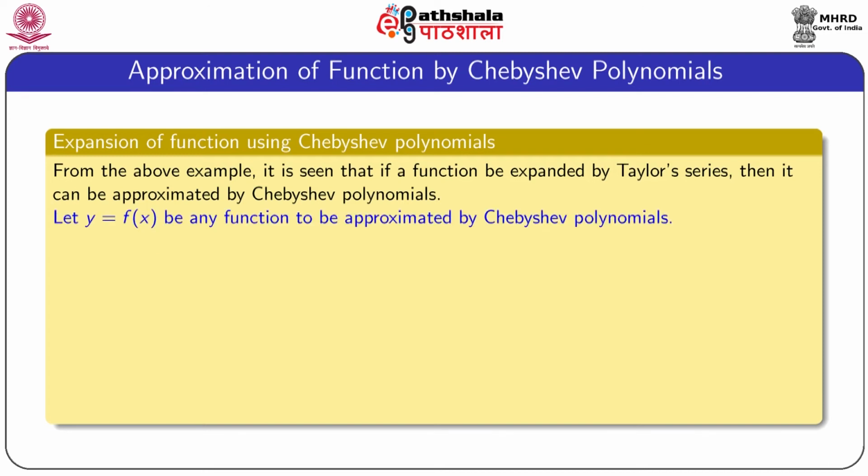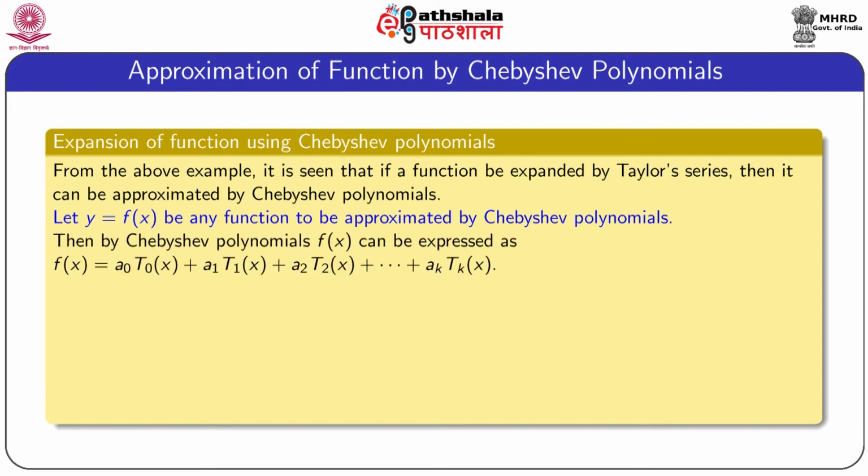So, for this purpose, we assume that y equals f(x) is a function which is to be approximated by Chebyshev polynomials. Let the function f(x) be expressed as a0 T0(x) plus a1 T1(x) plus a2 T2(x) and so on, plus ak Tk(x), where a0, a1, a2 up to ak are constants, and T0(x), T1(x) up to Tk(x) are the Chebyshev polynomials of different order.